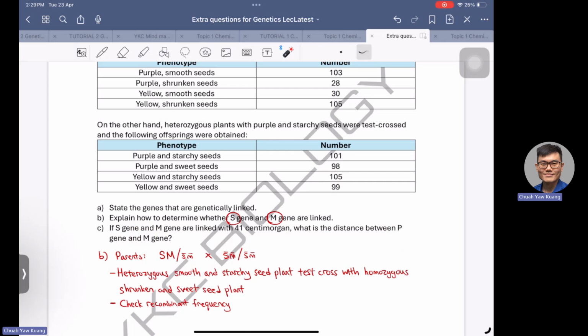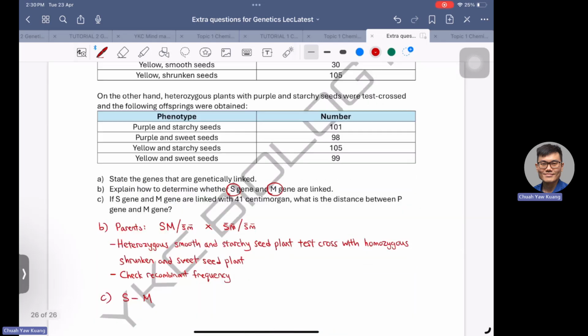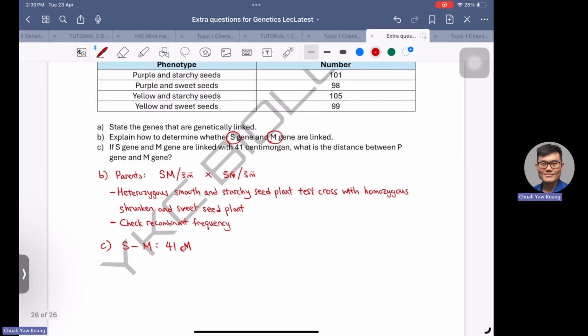Now we have to list down all the info that we have for this type of question. From what we know just now, the question told us that the S gene and M gene is 41 centimorgan. So the distance between S and M is 41 centimorgan. Centimorgan, I write like this, not cm, this is centimorgan. Next, what else do we know?